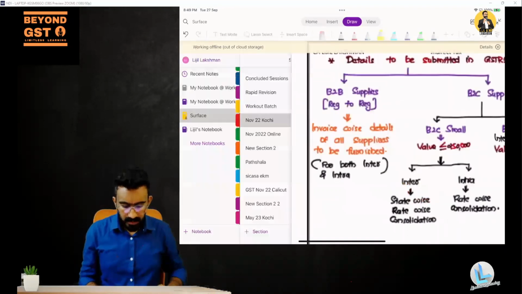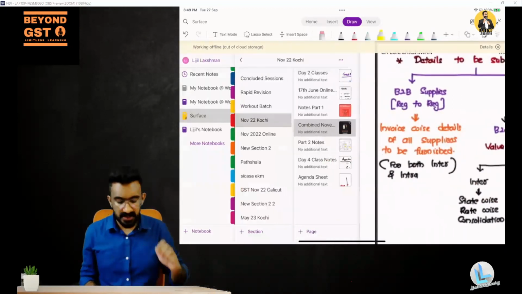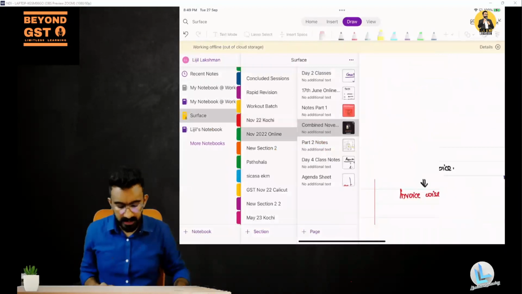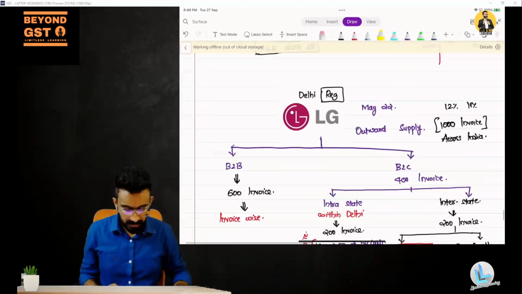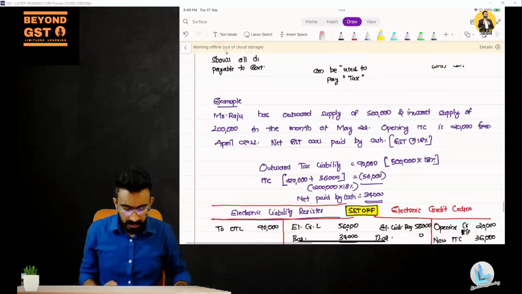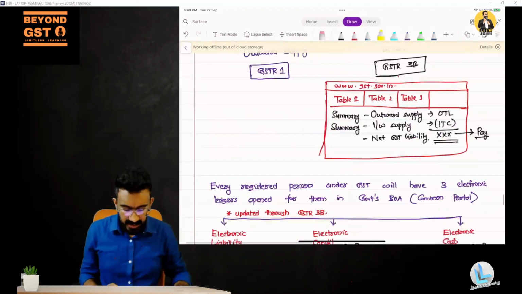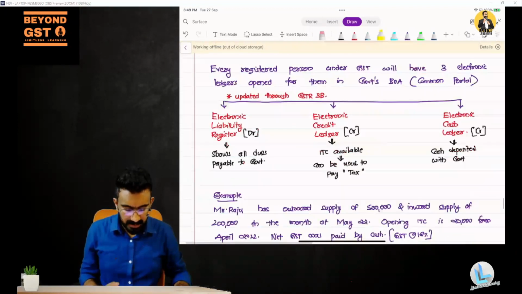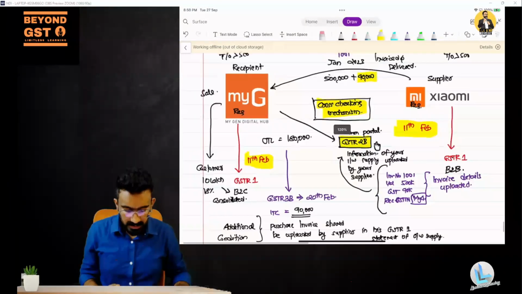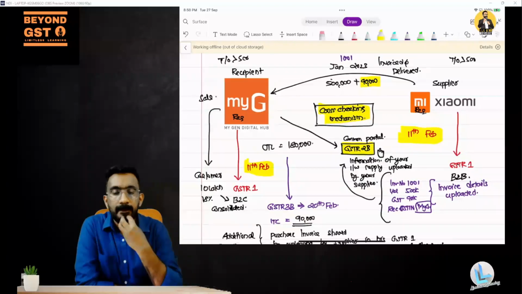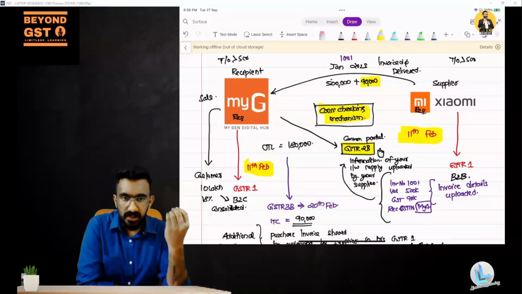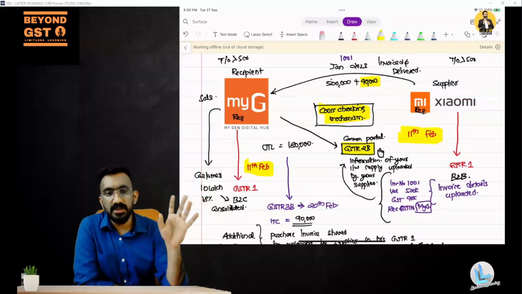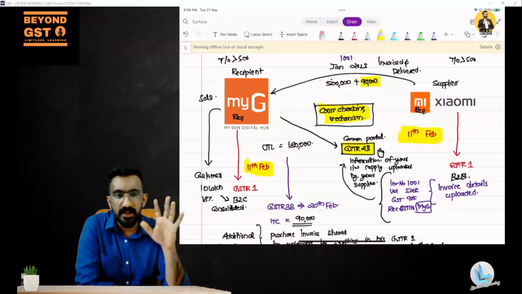Now, what is the relevance of this in our existing understanding? Only a B2B supply will be eligible for taking ITC, right? So in GSTR1, what people will generally do is upload the invoice-wise details. Now, look at this example, which is easiest to understand. Say MyG and Xiaomi. There is so much information in this example. I will decode each and everything for you. Carefully go ahead and try to understand this.